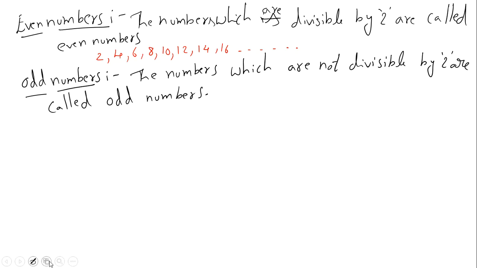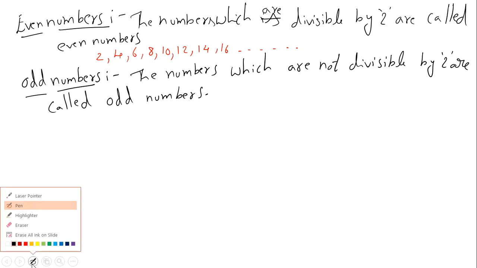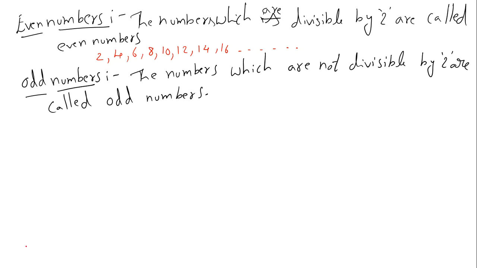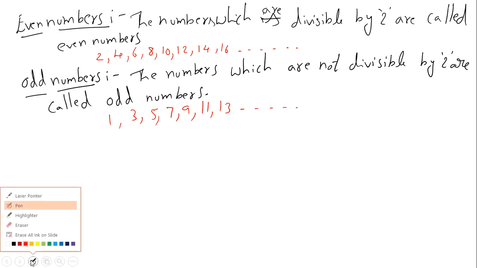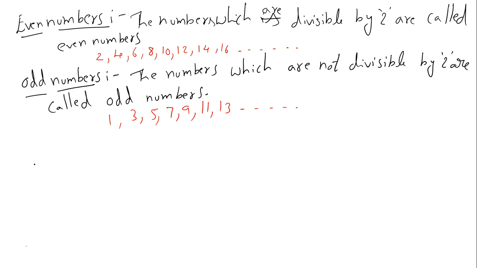What are they, for example? They are 1, 3, 5, 7, 9, 11, 13 and so on. So these are called odd numbers. The numbers which are not divisible by 2 are called odd numbers.